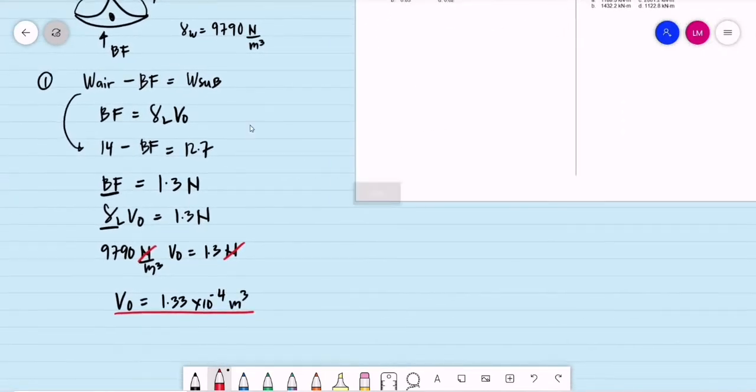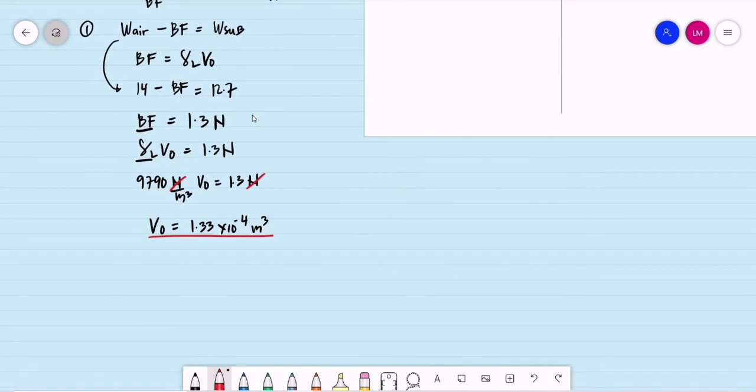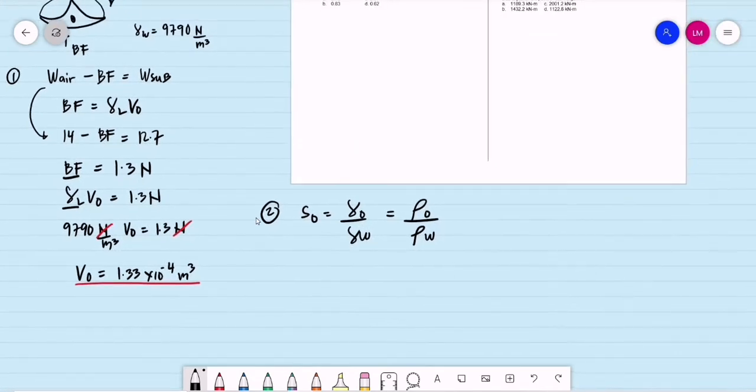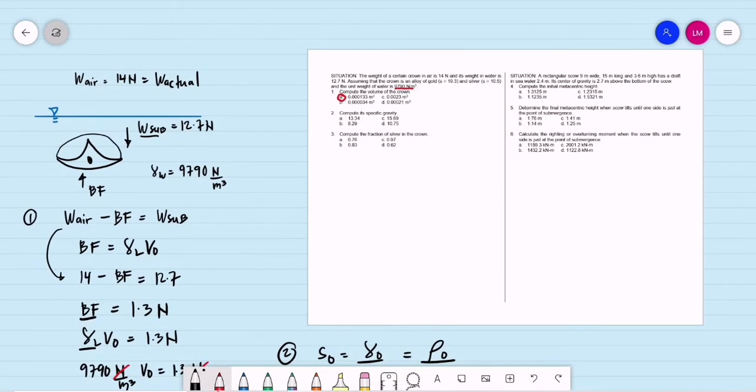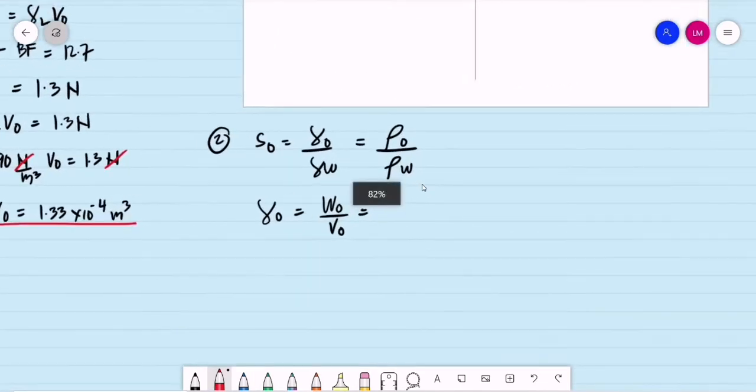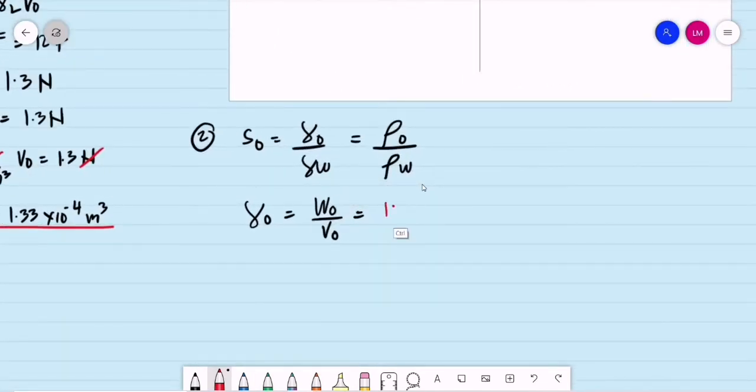Then number 2, compute its specific gravity. So, sa number 2, paano ba mag-compute ng specific gravity? Magre-recall tayo. So, the specific gravity of any object is the unit weight of the object divided by the unit weight of water, or pwede naman density: the density of any object divided by density of water. So, ang gamitin natin dito is yung unit weight, since weight yung given. Unit weight is equal to the weight of the object divided by the volume of the object. So, ano yung gagamitin natin na weight of the object? Take note na gamitin lang natin yung actual weight, the weight in air, the 14 newtons.